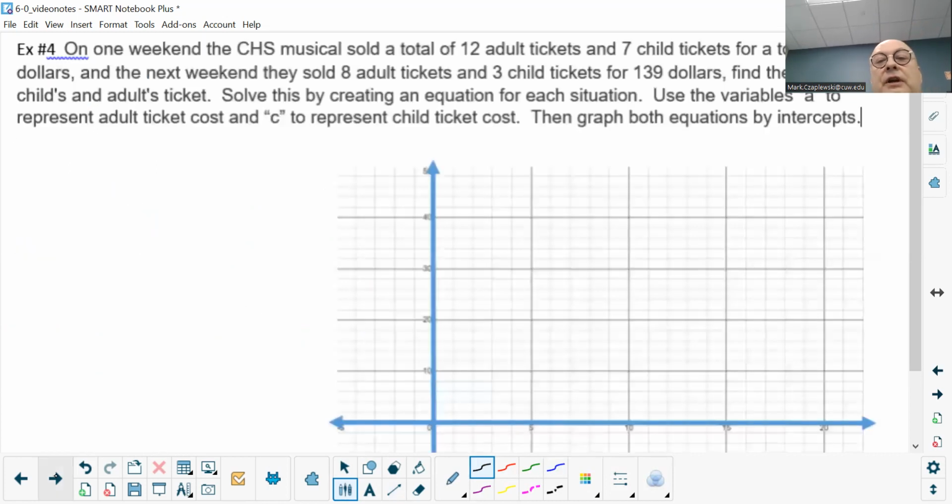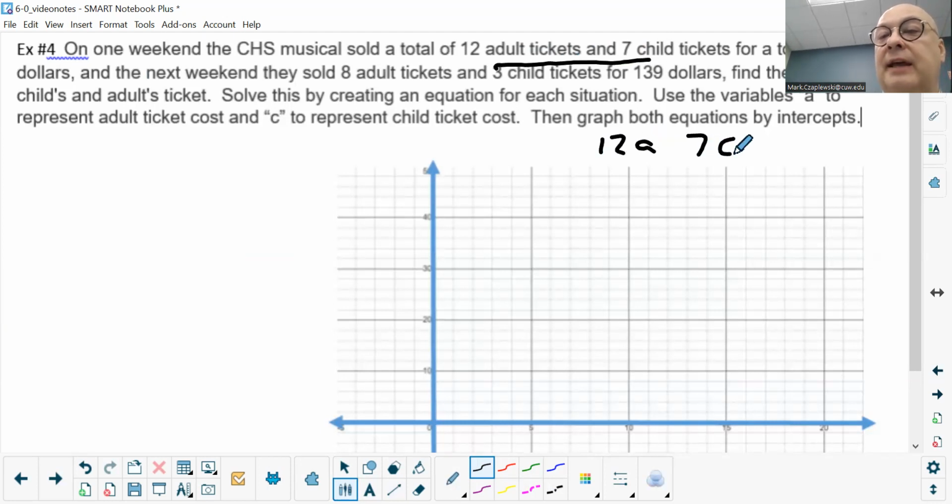All right, now the last one's going to seem overwhelming at the beginning, but let's take a look at this for a moment. So as we look at this, on a weekend, the CHS musical sold a total of 12 adult tickets and 7 child tickets. So that's kind of what's right up here. So this says 12 adult tickets and 7 child tickets. And they made a total of $231 when they did that. So these things all kind of go together.